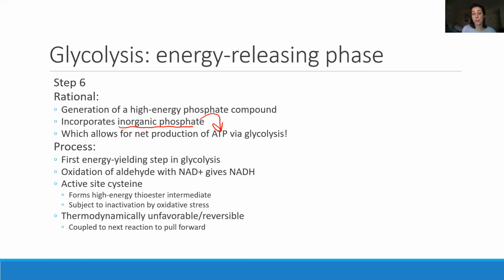This is technically the first energy yielding step of glycolysis, and it's through the formation of NADH that we are making energy. So energy through NADH should not be ignored. We talk about ATP a lot as this main currency of energy, but NADH essentially in the end is going to help us generate even more ATP. So it is also an energy yielding step by making NADH.